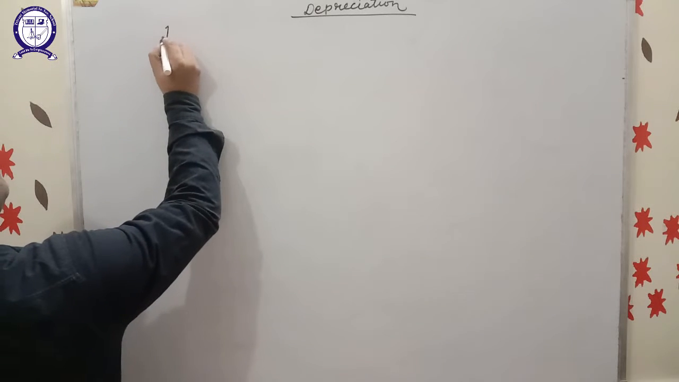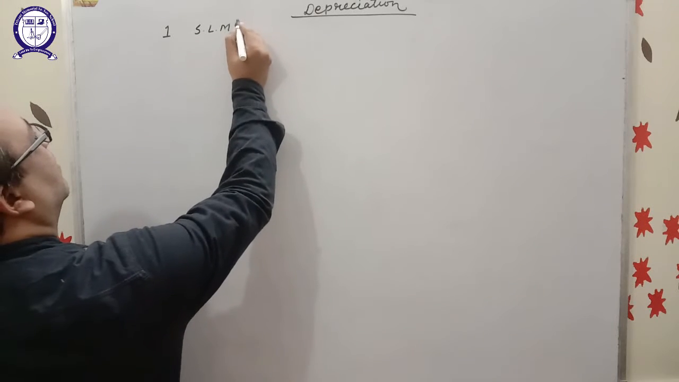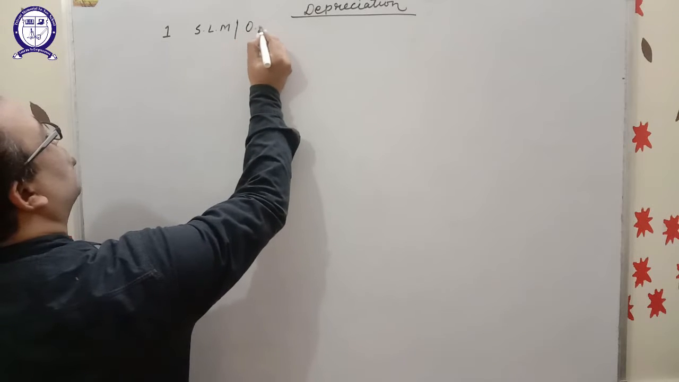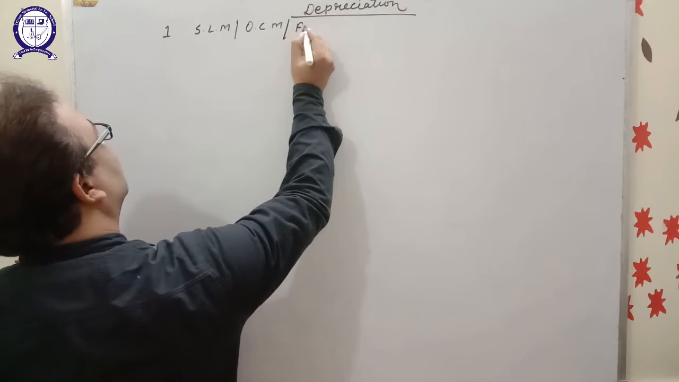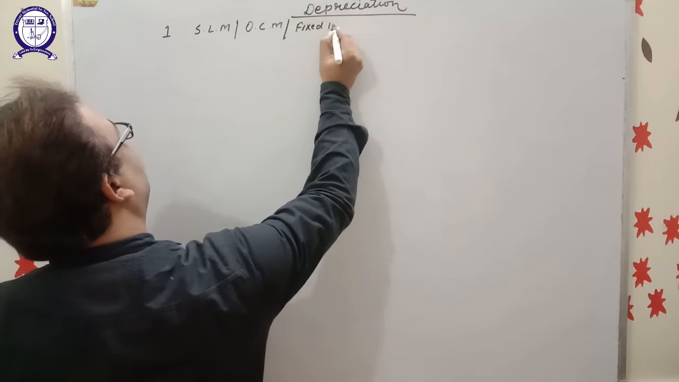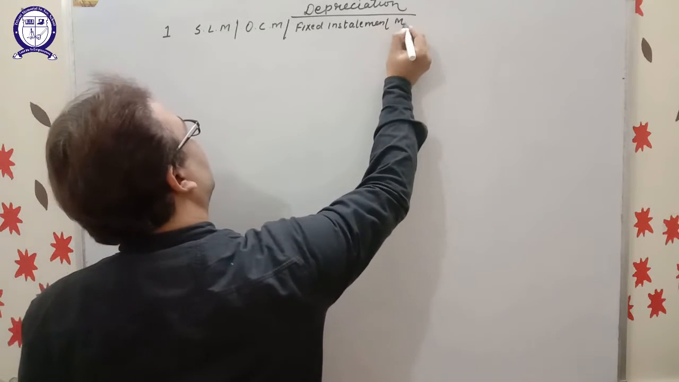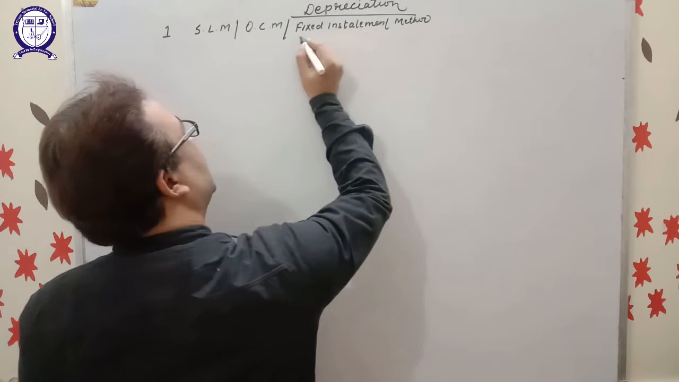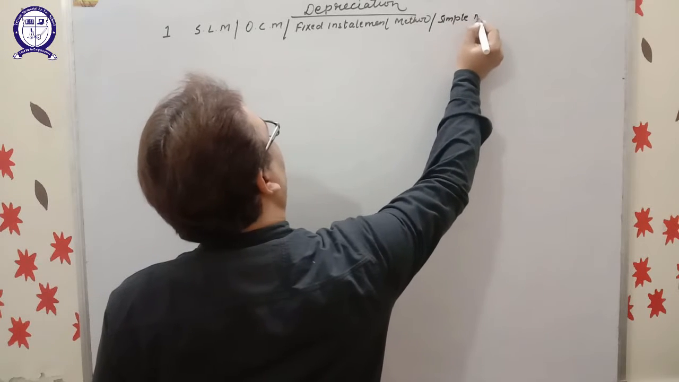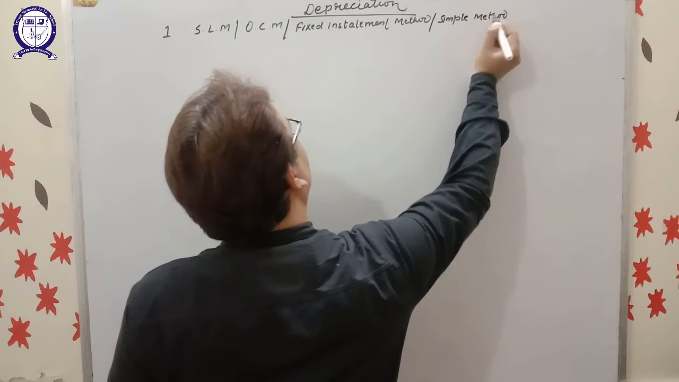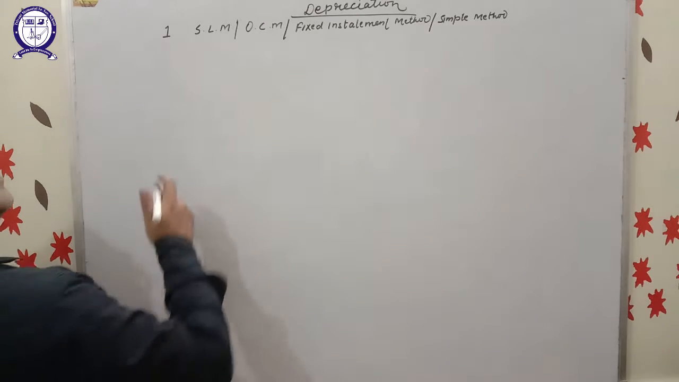Number 1, straight line method. The other name of this method is original cost method. Next name of this method is fixed installment method. This is a very popular name of this method. And the last, also known as simple method. It is very easy to calculate. That's why it is also known as simple method.